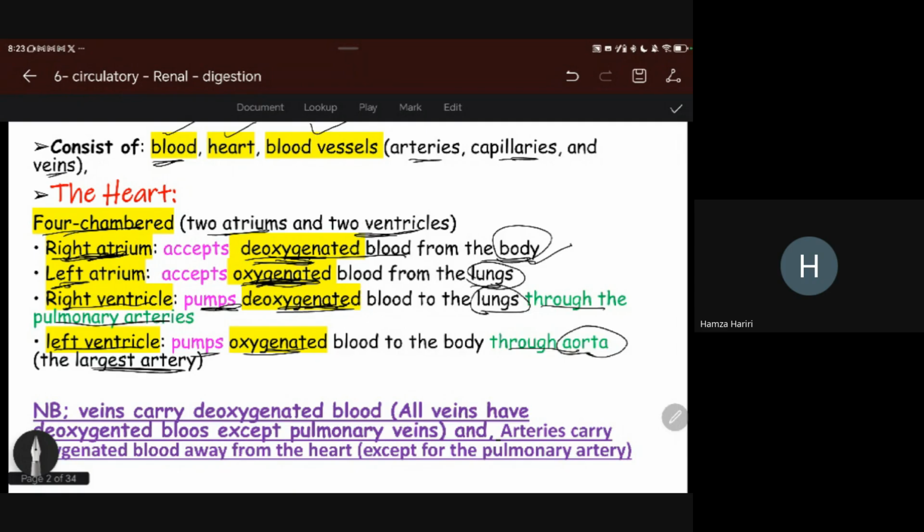Okay, so both atriums, they receive. They receive what? One receives deoxygenated blood, the other receives oxygenated blood. And then we have the 2 ventricles. The 2 ventricles push out the blood. Where does it push it out to? It depends. We have the right ventricle, which pumps this blood to the lungs. Okay, and the left ventricle, which pumps this blood to all the parts of the body. Okay, the deoxygenated blood gets pumped back to the lungs. Why? So that it can get oxygenated.